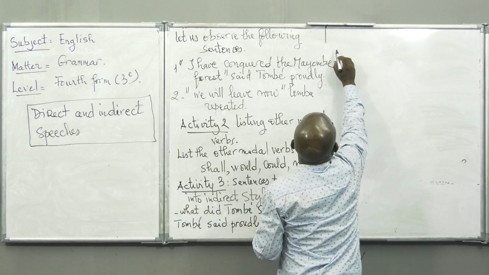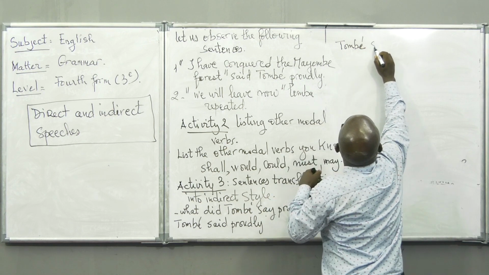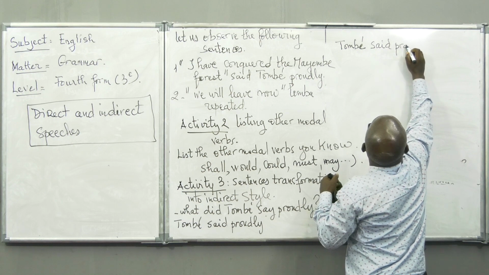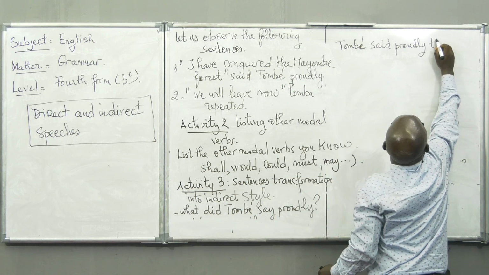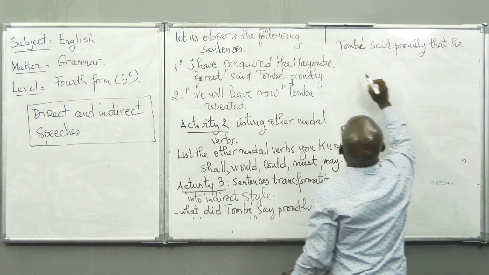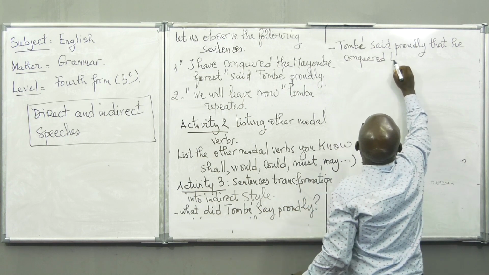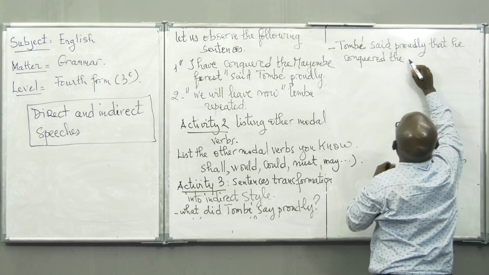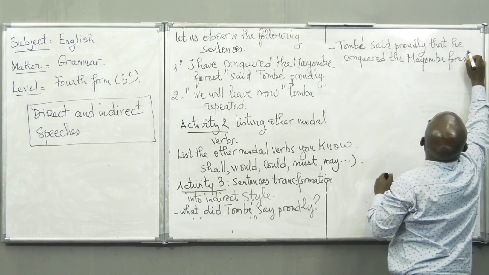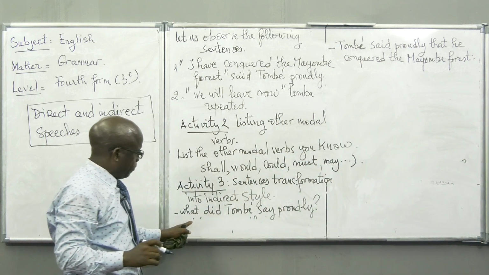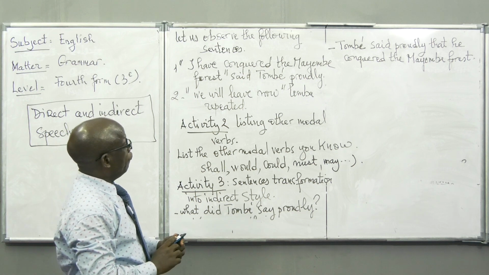Let's write it here. Tombe said proudly that he conquered the Mayom forest, with a capital letter for Mayom. What did Tombe say proudly? Tombe said proudly that he conquered the Mayom forest.